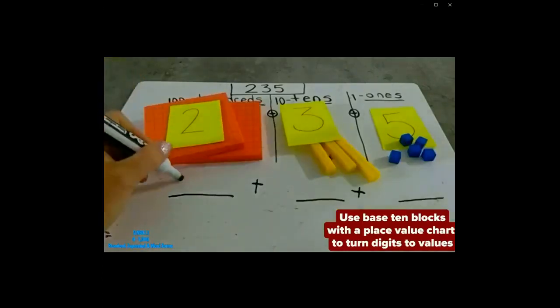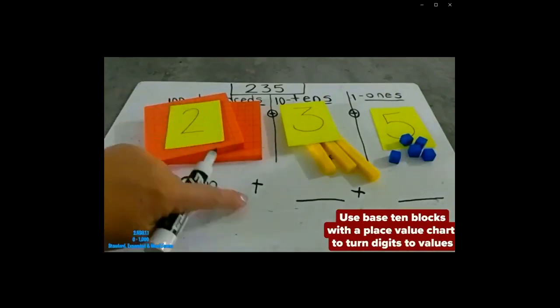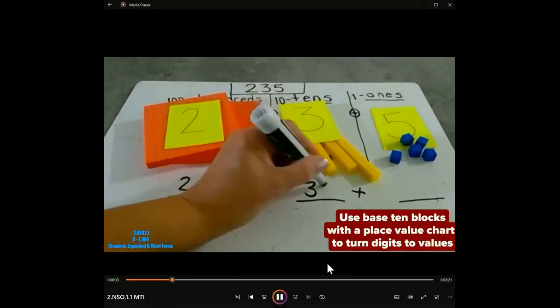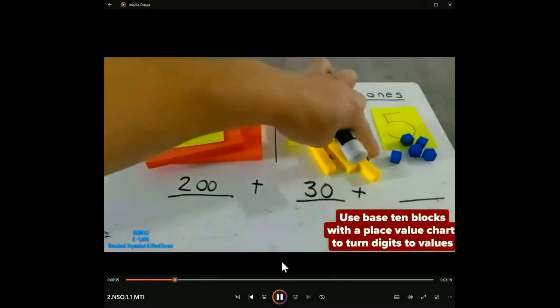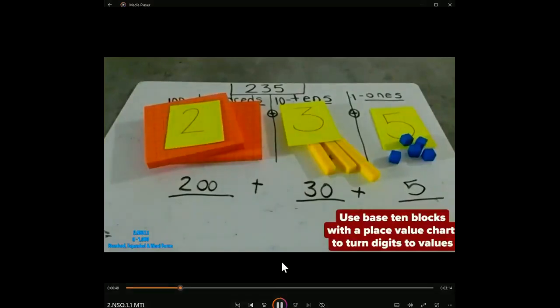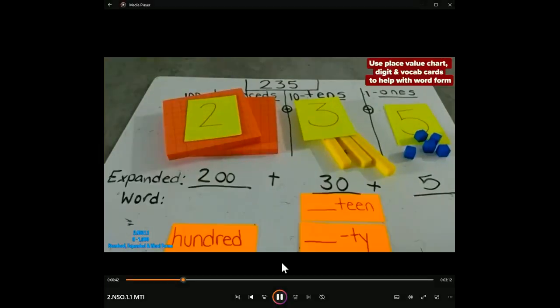After composing numbers with the blocks, students should be able to then write the expanded form, understanding that an expanded form does not mean 2 plus 3 plus 5, but rather giving the value of those digits in the place value chart.